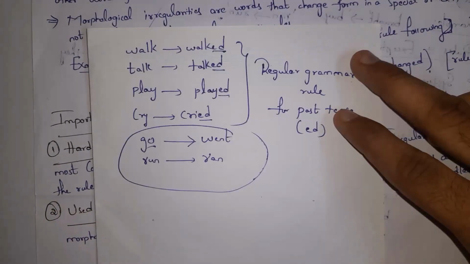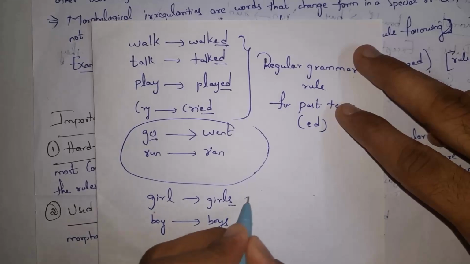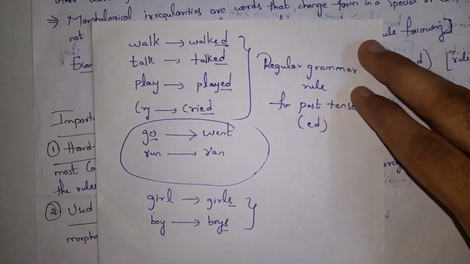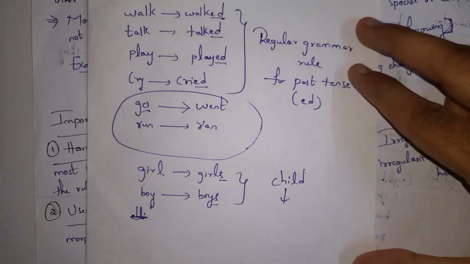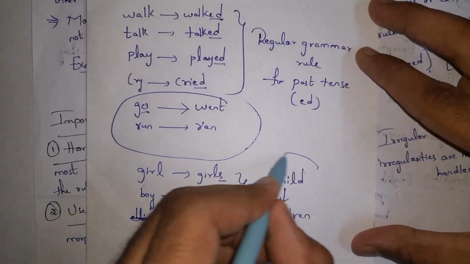As another example, if you want to convert any word to plural, then at last we need to add s. So girl, girls; boy, boys. At last we need to add s. This is the regular form. So the regular grammar rule to convert a word to plural is to add s at last. But if you consider child, the plural is children. So here we are not using the regular grammar rule, that is, we are not adding s at last. Instead, the plural form of child is children. So we consider this example as a morphological irregularity.